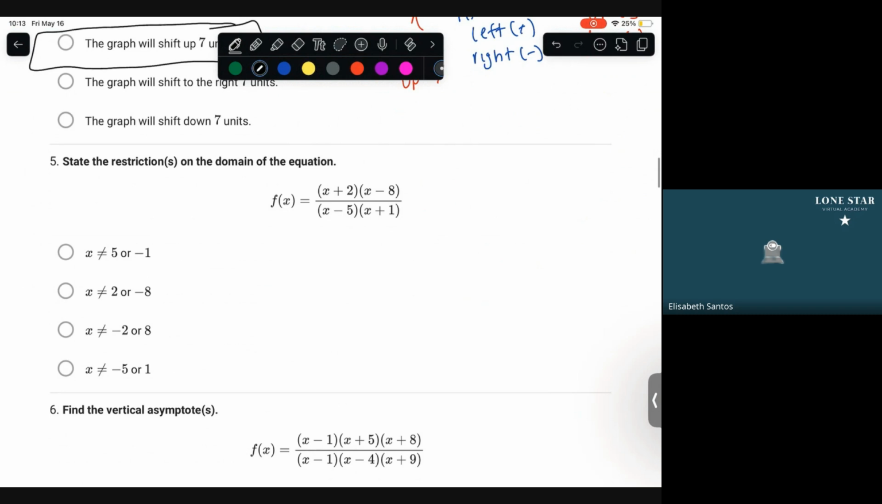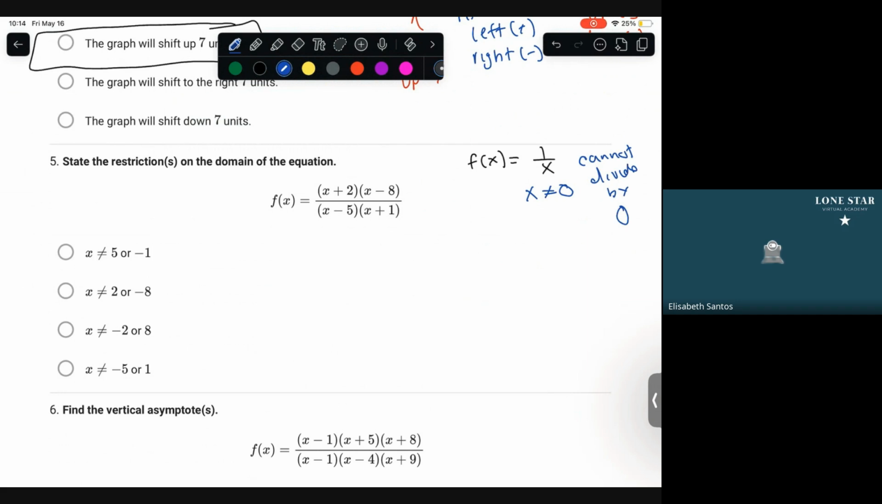Okay, number 5, state the restrictions on the domain of the equation. So restrictions for rationals, well, if we look at the parent function, 1 over x, right? 1 is being divided by x. And if you remember, there's one number that you cannot divide by, and you cannot divide by 0, okay? So x cannot equal 0 here.